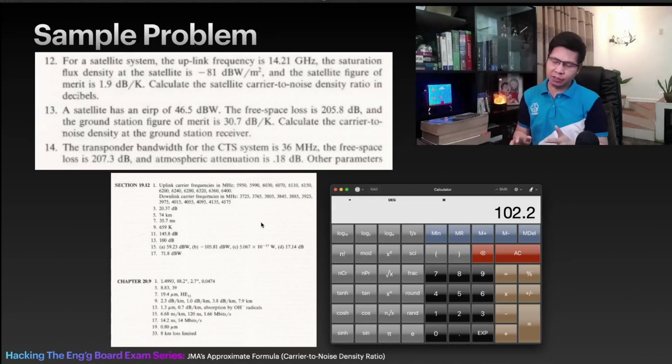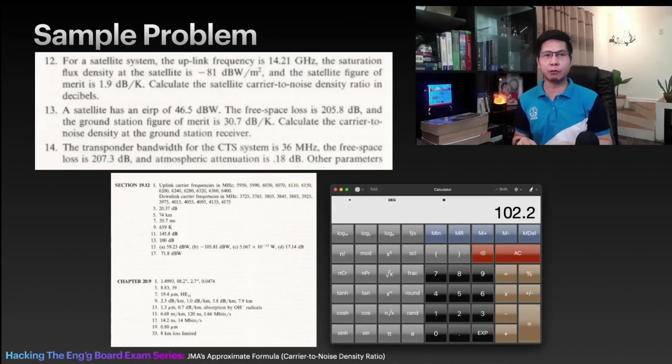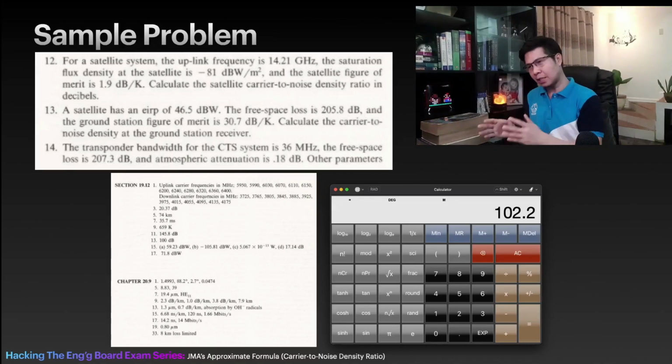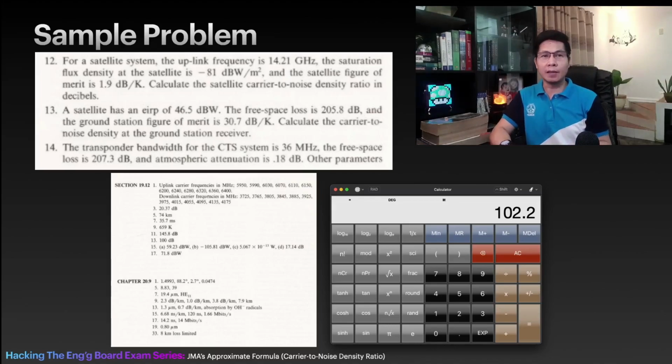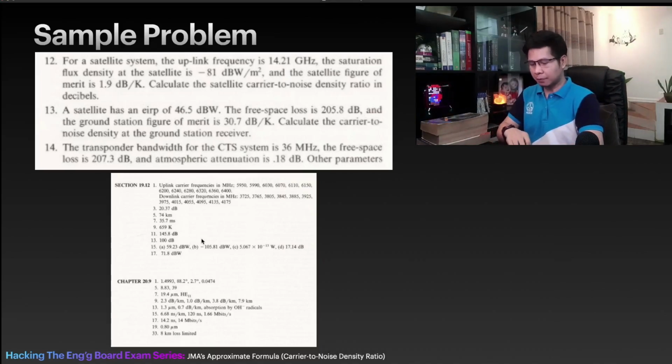Pag nagko-compute ka sa board examination and then ginamit mo yung shortcut formula, nakita mo na may closest answer. Halimbawa, ang closest answer is letter C. Jump ka na sa next question. Balikan mo na lang siya using yung standard method. So, yan yung sa first question. Now, let's jump to the next question.